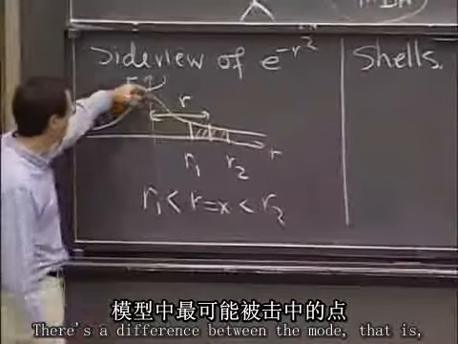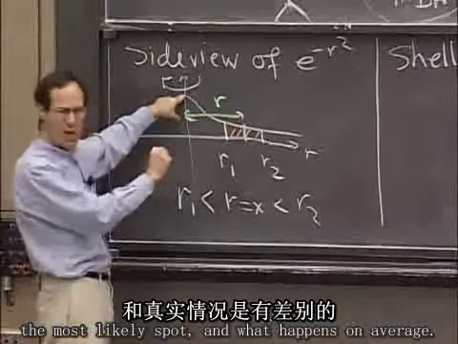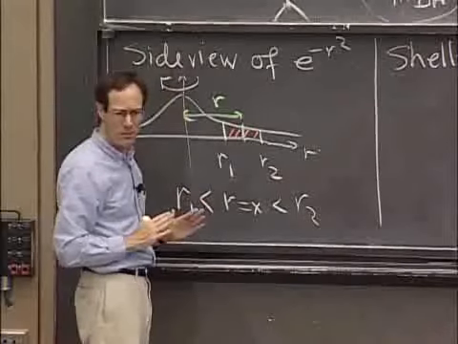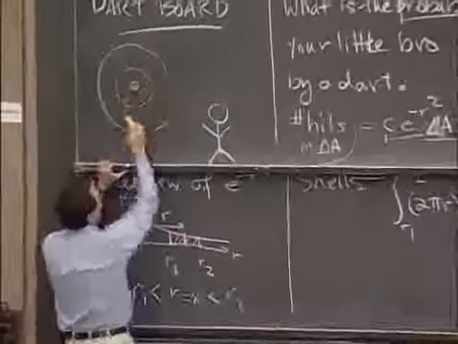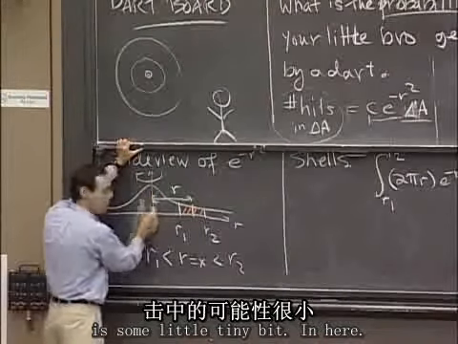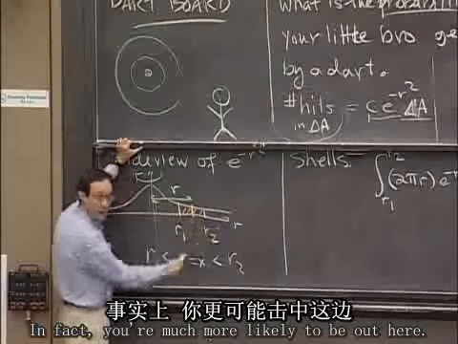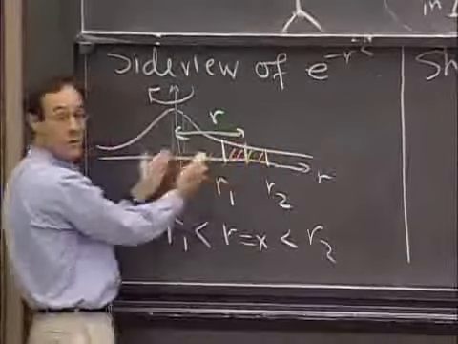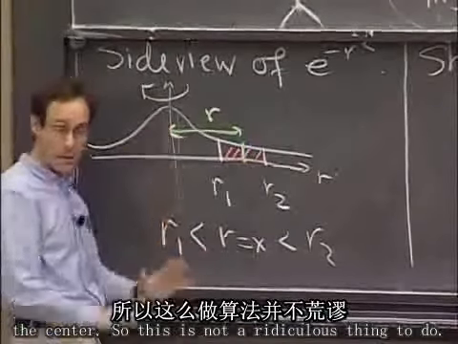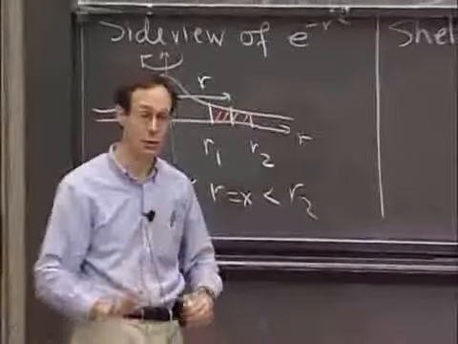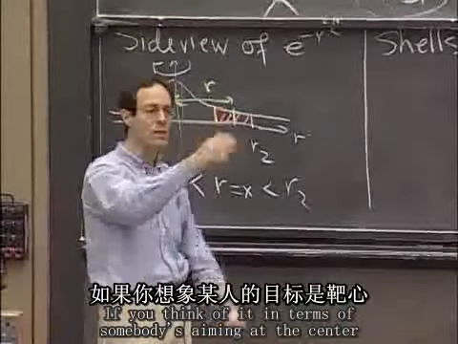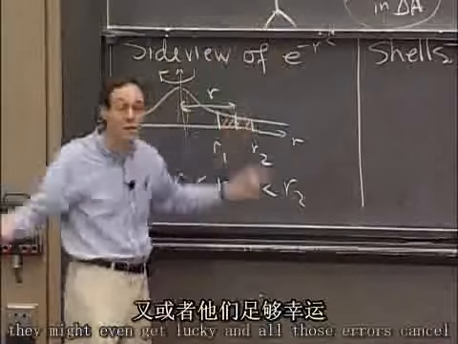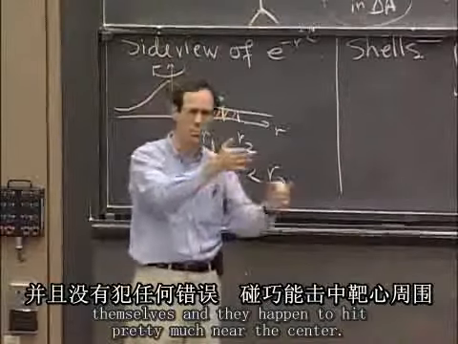There's a difference between the mode, that is the most likely spot, and what happens on average. So in other words, the single most likely spot is the center. But there's rather little area in here, and in fact, the likelihood of hitting that is some little tiny bit in here. In fact, you're much more likely to be out here. So if you take the total of the volume, you'll see that much of the volume is contributed from out here. And in fact, the person hits rather rarely near the center. So this is not a ridiculous thing to do. If you think of it in terms of somebody aiming at the center, but there's some random thing which is throwing the person off, then they're as likely to be to the left as to the right, or they might even get lucky and all those errors cancel themselves and they happen to hit pretty much near the center.